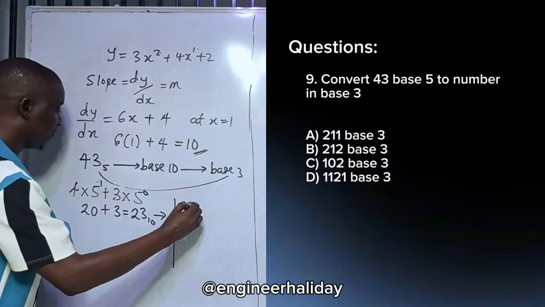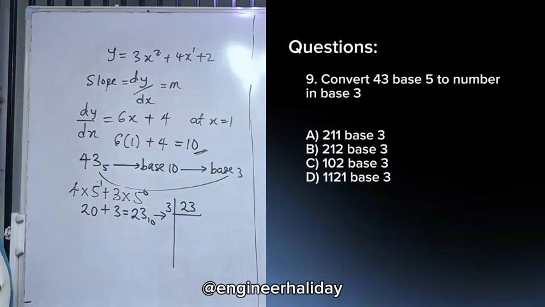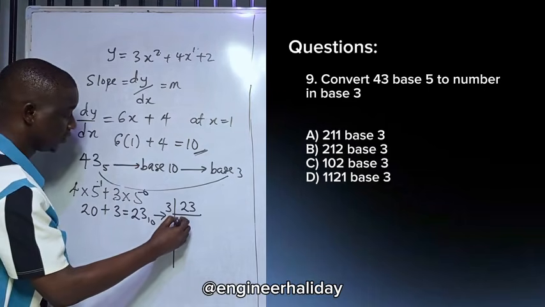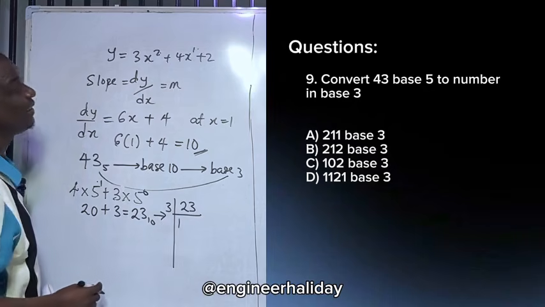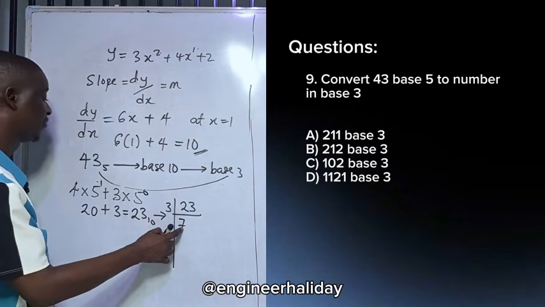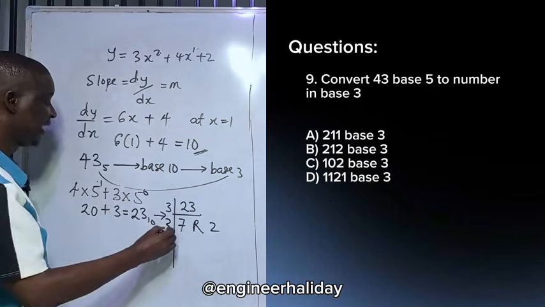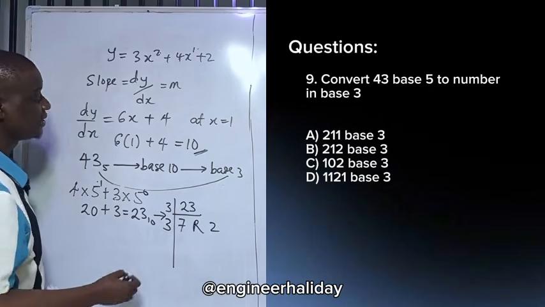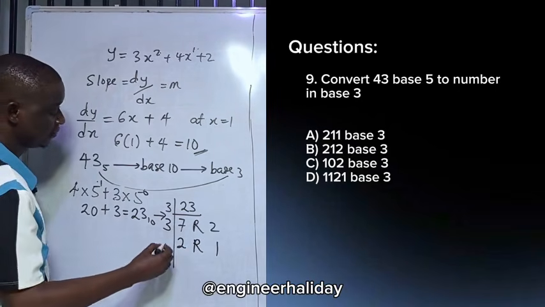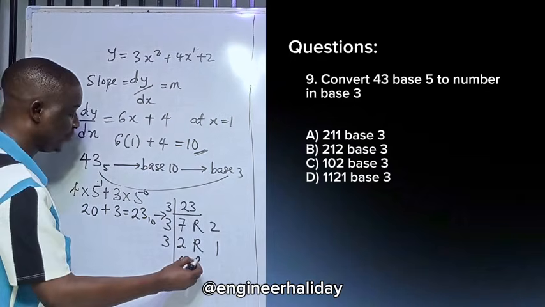How? That means 23 in base 10 to base 3. Now we continue to divide by 3 and write the remainder on the left hand side. How many 3 can go in 23? It is 7. 7 times 3 is 21. Remainder 2. Again, how many 3 can go in 7? It is 2. Remainder 1. Can 2 divide 3? No. Now write 0, remainder 2.